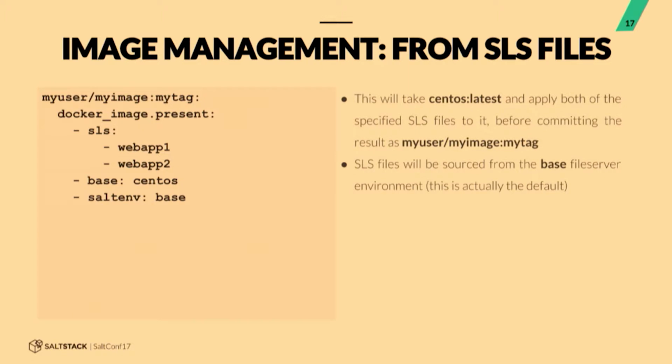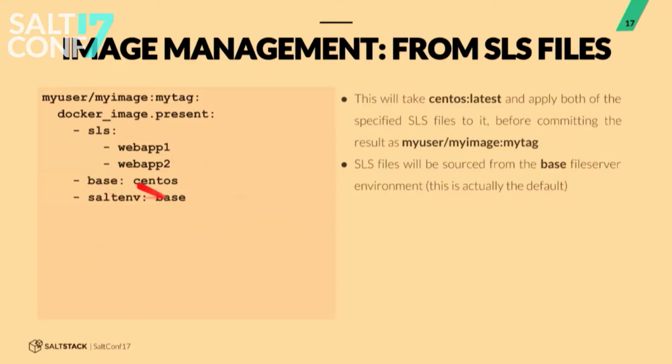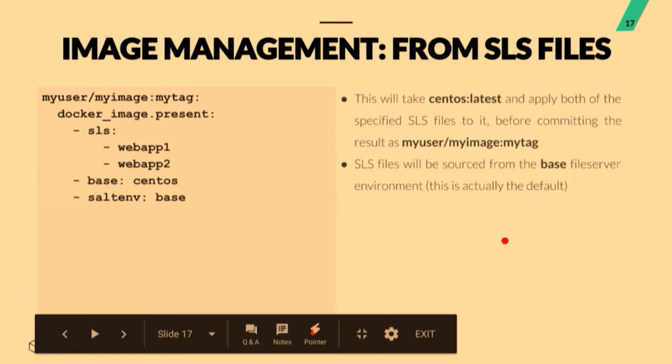Using SLS files to build, you just use the SLS argument, and that will run these state files in succession, WebApp1 first, followed by WebApp2, over the CentOS base image, and it'll pull using this SaltEnv argument, which tells the SLS argument which environment from which to pull these SLS files. Base is the default. You don't need to use it if you are pulling from base. The only time you would technically need this is if you're pulling from a different file server environment.